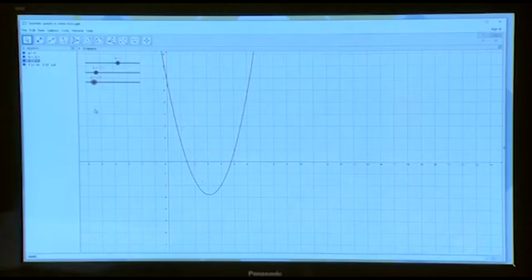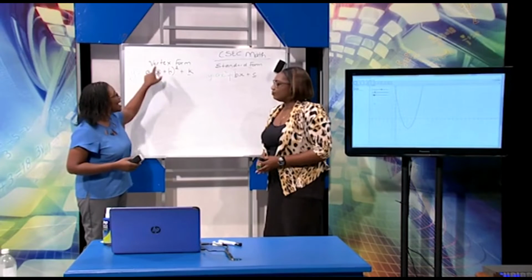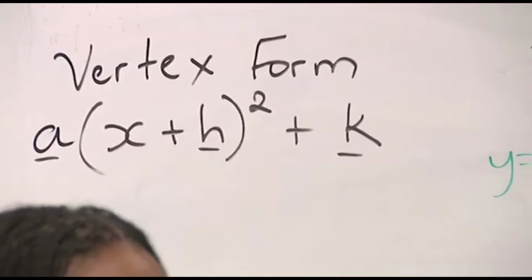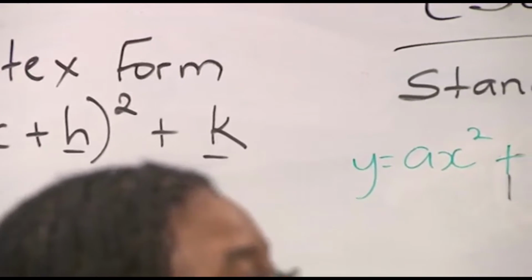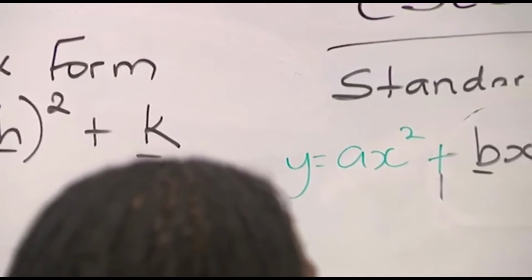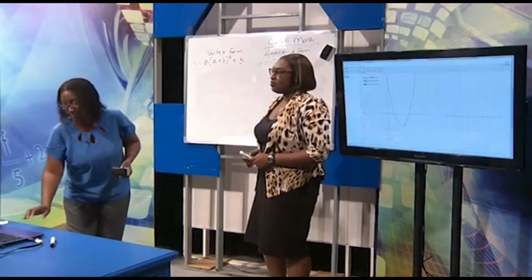All right, and I want to point out that this is called the vertex form for a reason. We mentioned earlier about the vertex. And so what we're seeing here is that our H and our K values, if we look closely, are actually giving us the vertex of the graph. That is true.